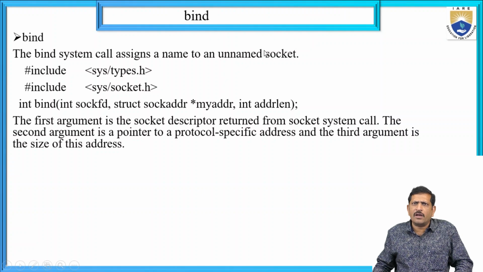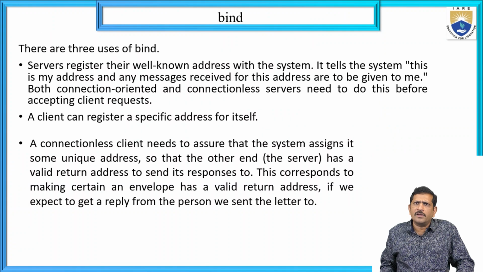Whatever the sockets are, they are unnamed, so we can rename the sockets. The first argument is the socket descriptor, which is returned from the socket system call. The second argument is a pointer to a protocol specific address. And the third argument is the size of the address. This is about the bind system call.